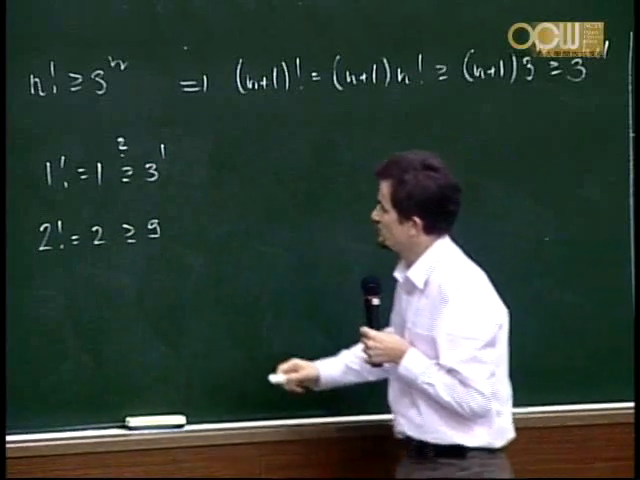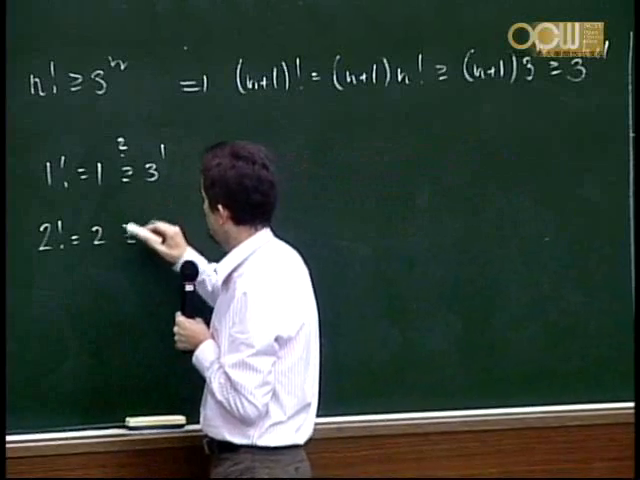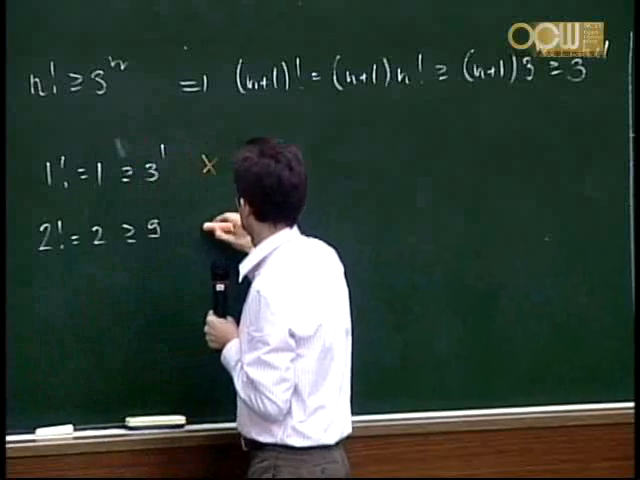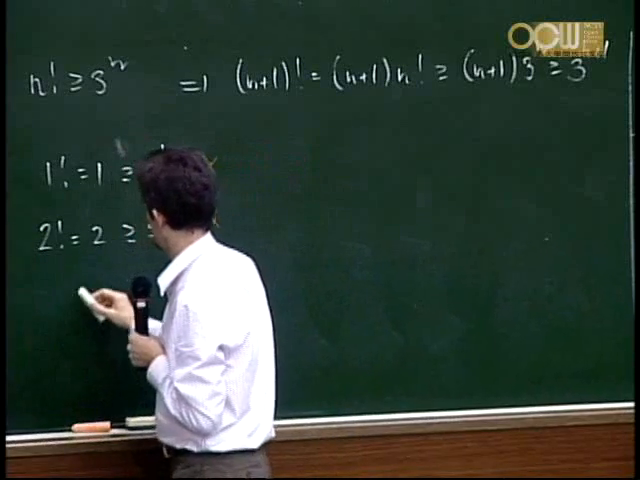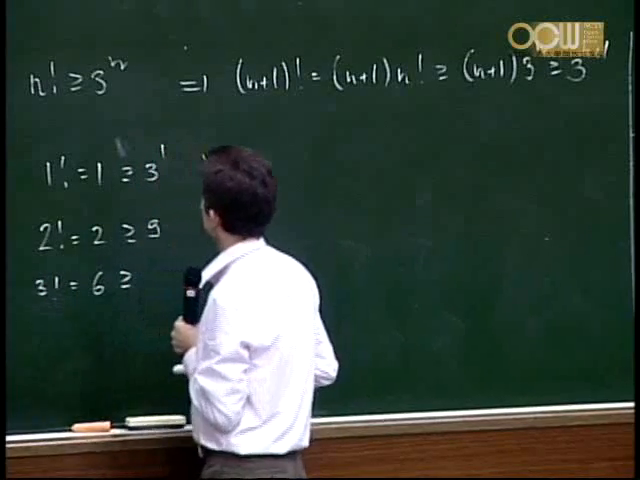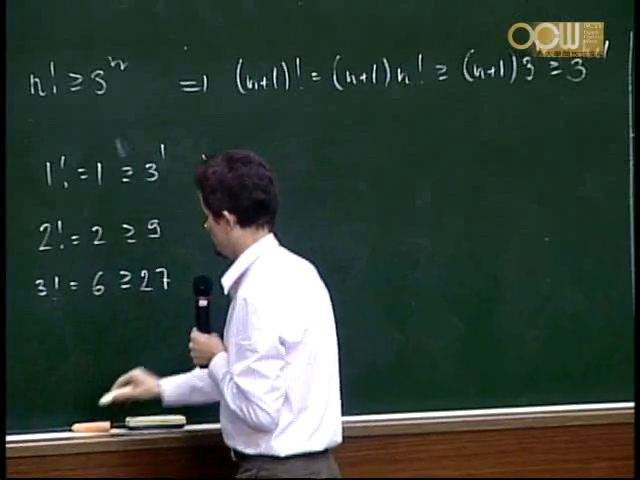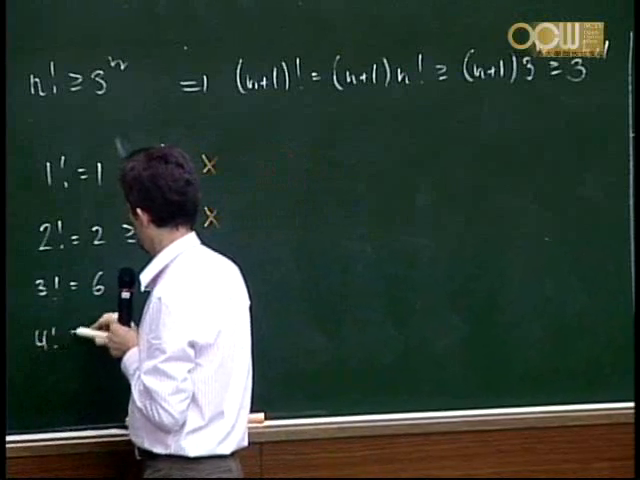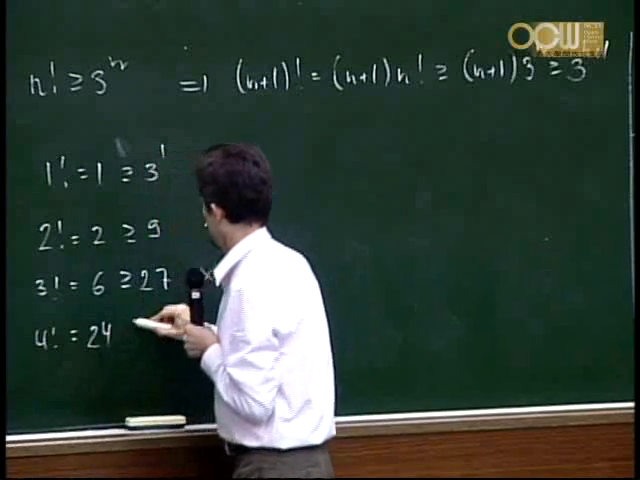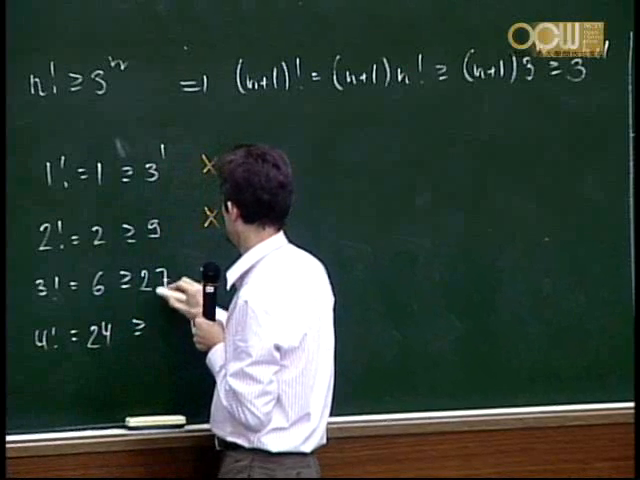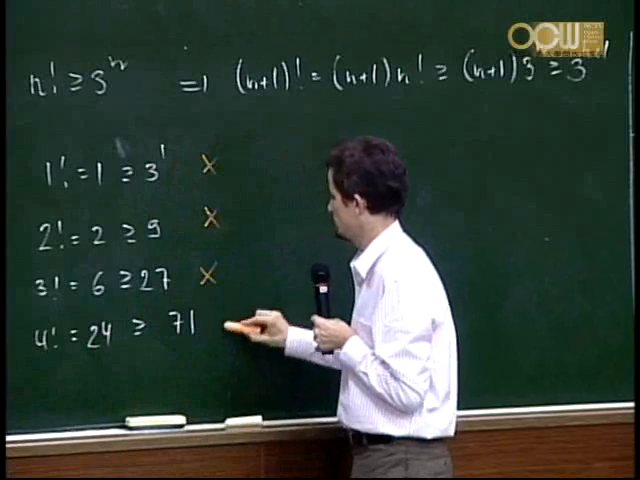It's larger or equal than 9. This is not satisfied as well. Okay, and you go on like this. So then you have 3 factorial, which will be 6, which is larger or equal than 27, also this is not satisfied. Then 4 factorial, which is 24, is larger or equal than, now you have already 3 to the 4, so you have 81. Okay, this is not satisfied as well.